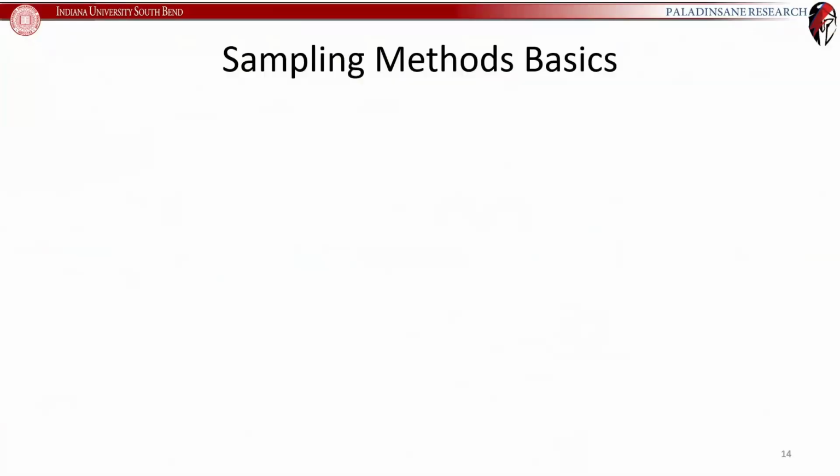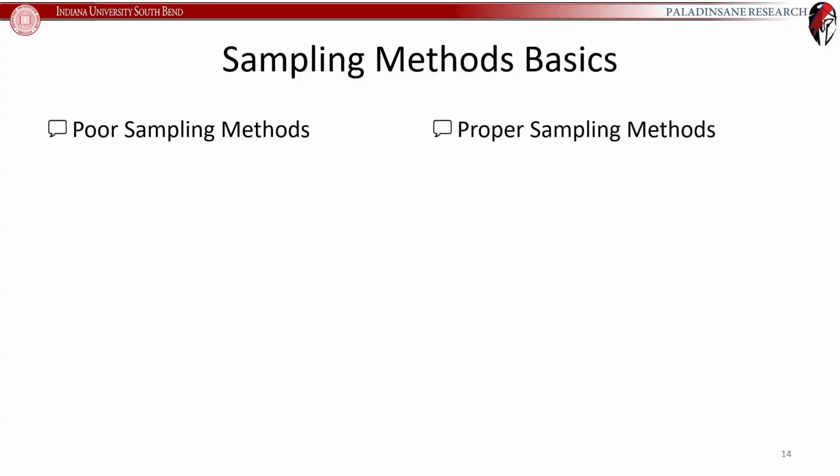So let's take a look at some sampling basics, and we're going to split this up right off the bat into poor sampling techniques and proper sampling techniques. So these you can think of as kind of goals to avoid poor sampling methods and to attain proper sampling methods, with the realization that you're probably never going to do it perfectly. And that is one of the reasons why it's very important to know how a sample is collected, because there are certain pros and cons in doing it one way versus doing it another.